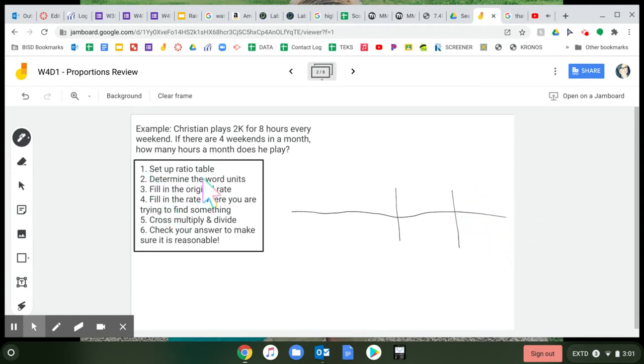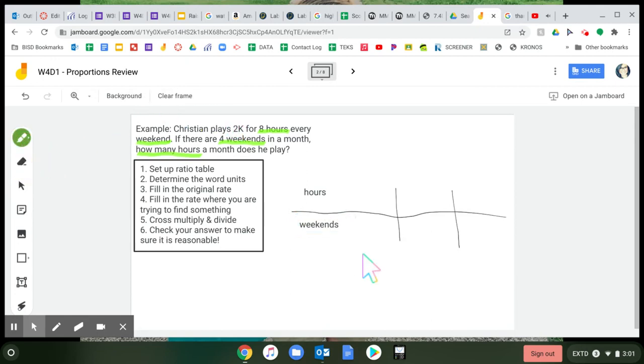The second step is to determine the word units. As I'm reading through here, it says, Christian plays 2K for 8 hours every weekend. If there are 4 weekends in a month, how many hours a month does he play? So I have determined that the two things that I'm comparing here are hours and weekends.